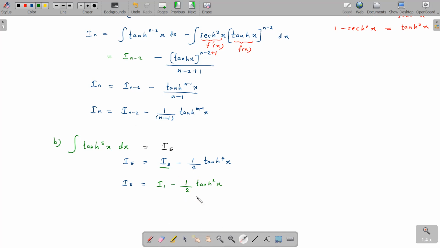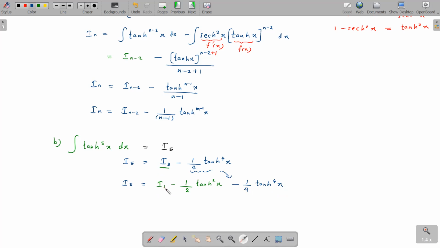Sorry, we are not done here. After we input the I3 value here, we should also write what? This remaining part should be written here: minus 1 over 4 tan to the power 4 x. Because these two are what we wrote for I3. After I3, we have to continue: minus 1 over 4 tan to the power 4 x.